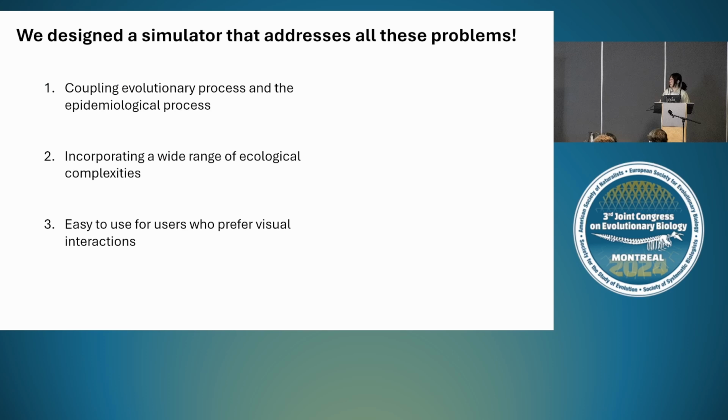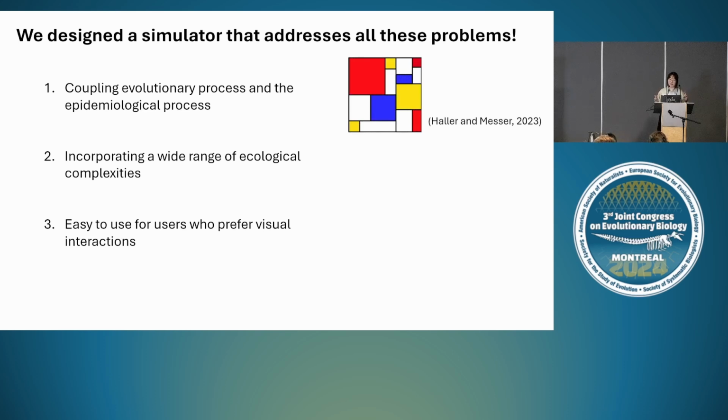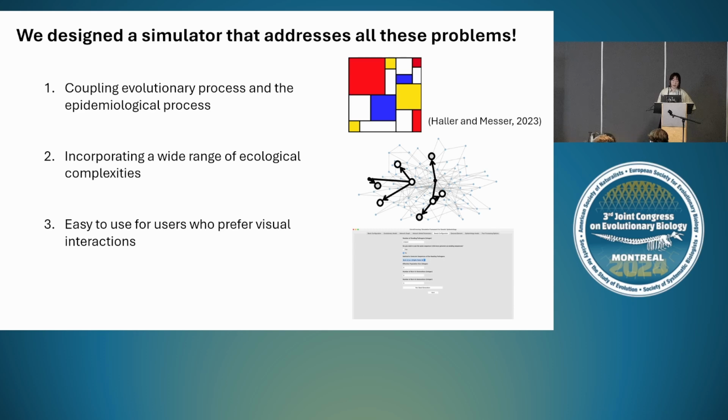So we try to incorporate all these aspects in our new simulator. First, we coupled the evolutionary process and the epidemiological process by using SLiM as the backend in our simulation. So we simulate the epidemiological process and the evolutionary process at the same time, and they interact with each other. And we incorporate a wide range of ecological complexities that we just introduced. For example, we explicitly model the host contact network, and transmission can only happen between nodes that are in contact with each other. We also designed a GUI, a graphical user interface, so that anyone can just use it without being obligated to write code.